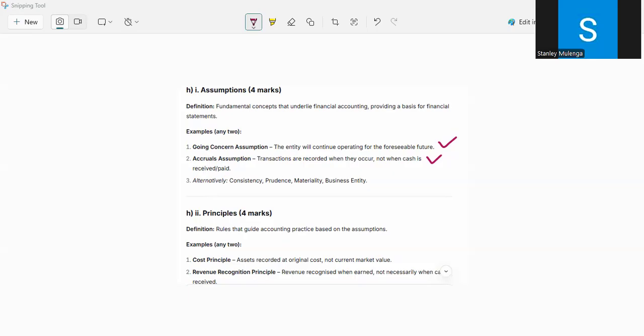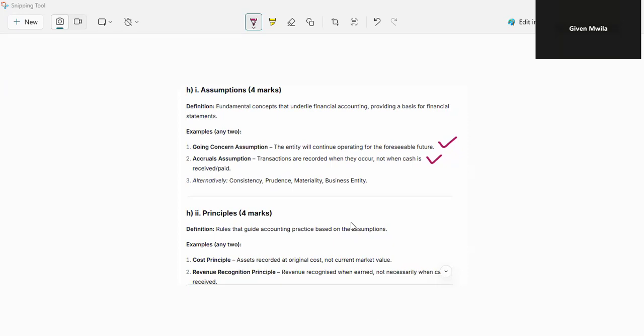We have also the consistency assumption, which simply assumes that we need to use the same methods every year. We have the prudence assumption, meaning we need to be careful. We don't need to overstate our profits. We have our materiality assumption, which simply means that only important items should matter. All right?